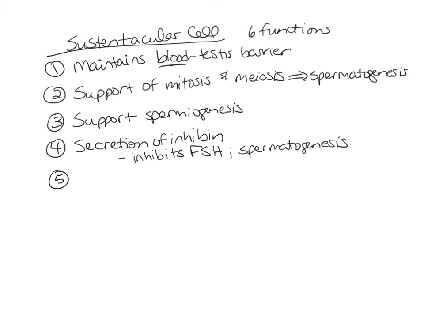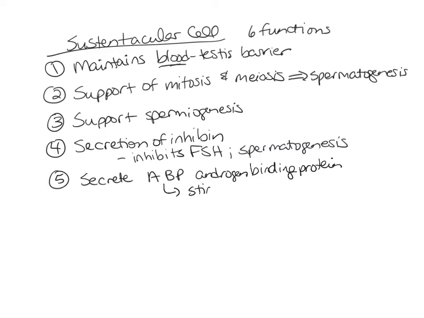Number 5, the sustentacular cells, or the nurse cells, secrete androgen binding protein, or ABP. So ABP is androgen binding protein. ABP is thought to elevate the concentration of androgens, or elevate the concentration of testosterone in the seminiferous tubules, stimulating spermiogenesis. So in other words, ABP, we believe, stimulates spermatogenesis.